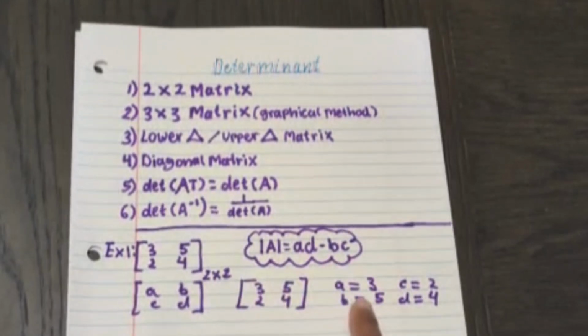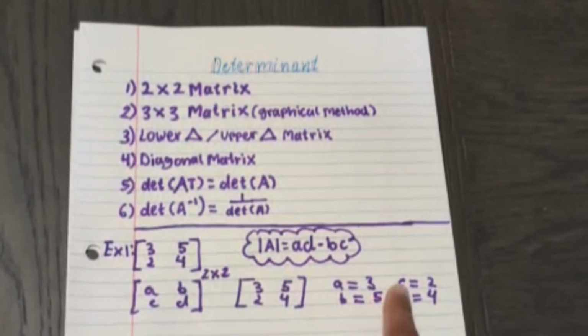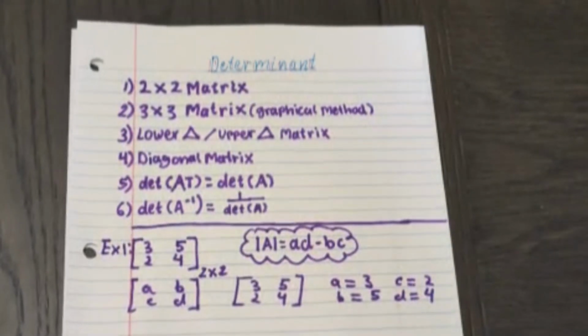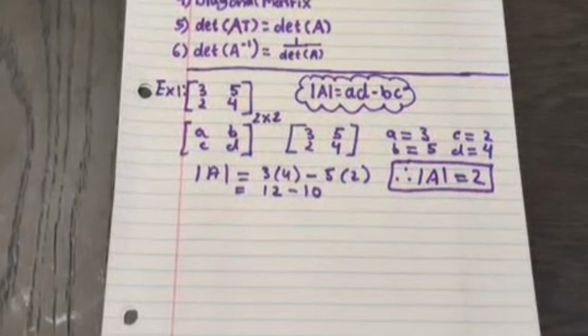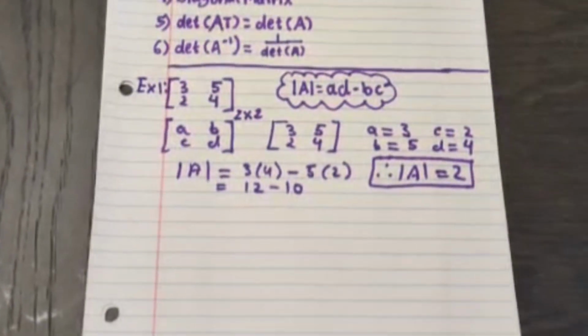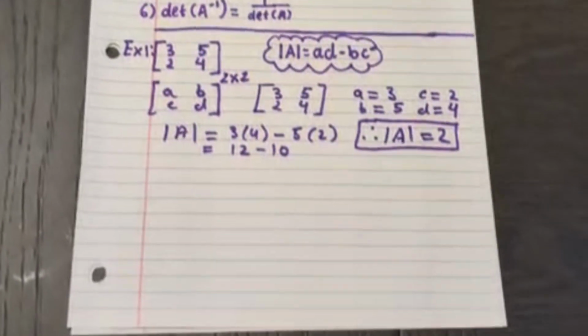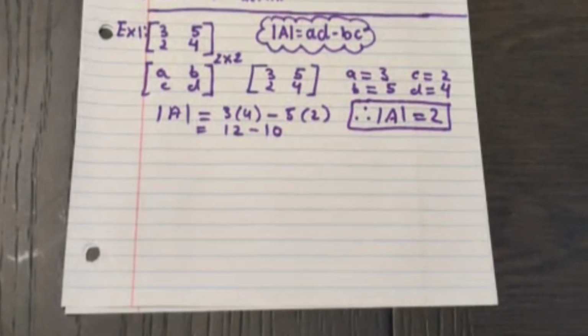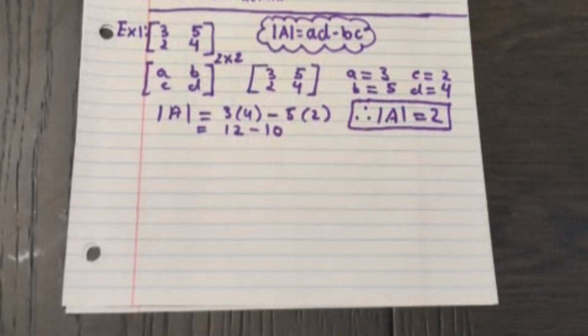So similarly now, let's assign A, B, C, D values to our given matrix in the example. So our A in this case would be 3, our B would be 5, C would be 2, and D would be 4. So now it's just a matter of plugging it into the formula. So when we plug this into the formula, we get 3 times 4 minus 5 times 2, which is equal to 12 minus 10, and therefore the determinant of our matrix is 2. Let's move on to the next example.